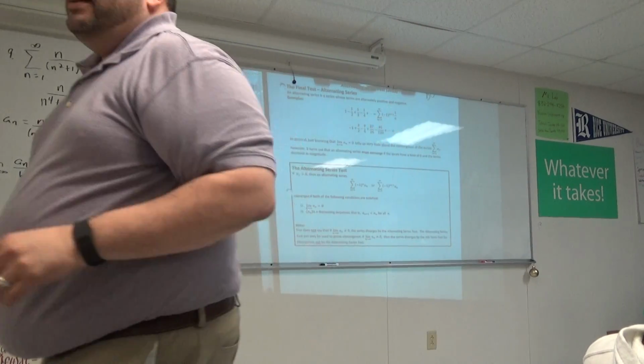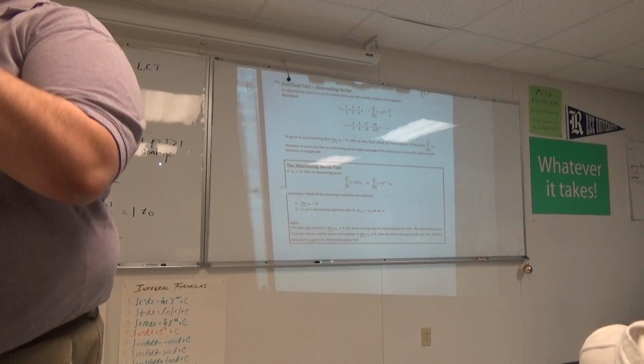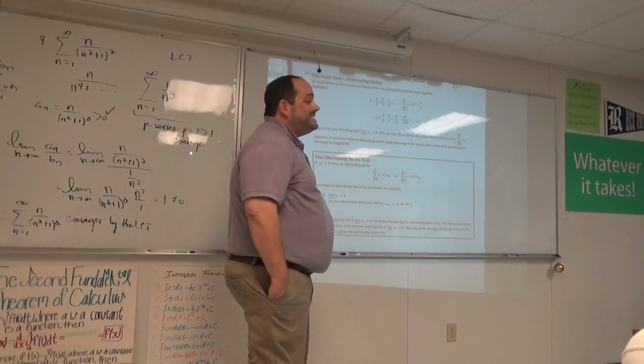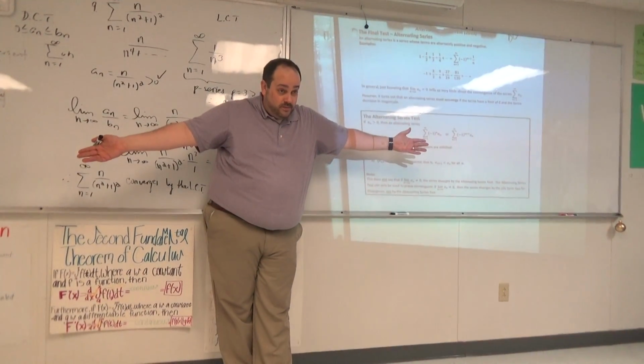Next, moving on. This one is 10. Okay. Last test. Here it comes. It's called the alternating series test. Now, this has a visual clue.